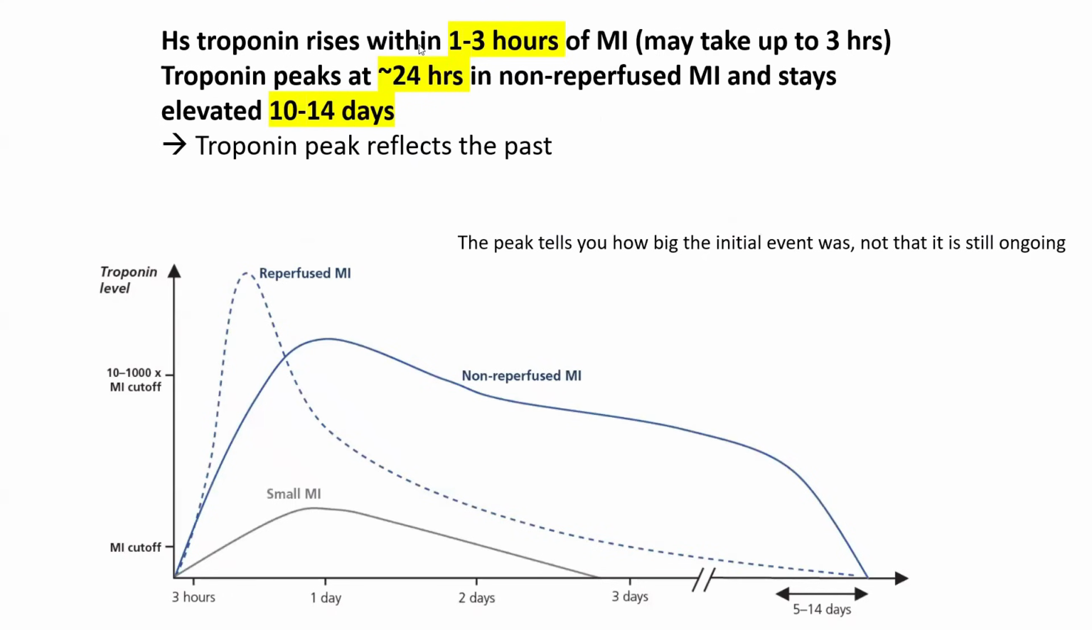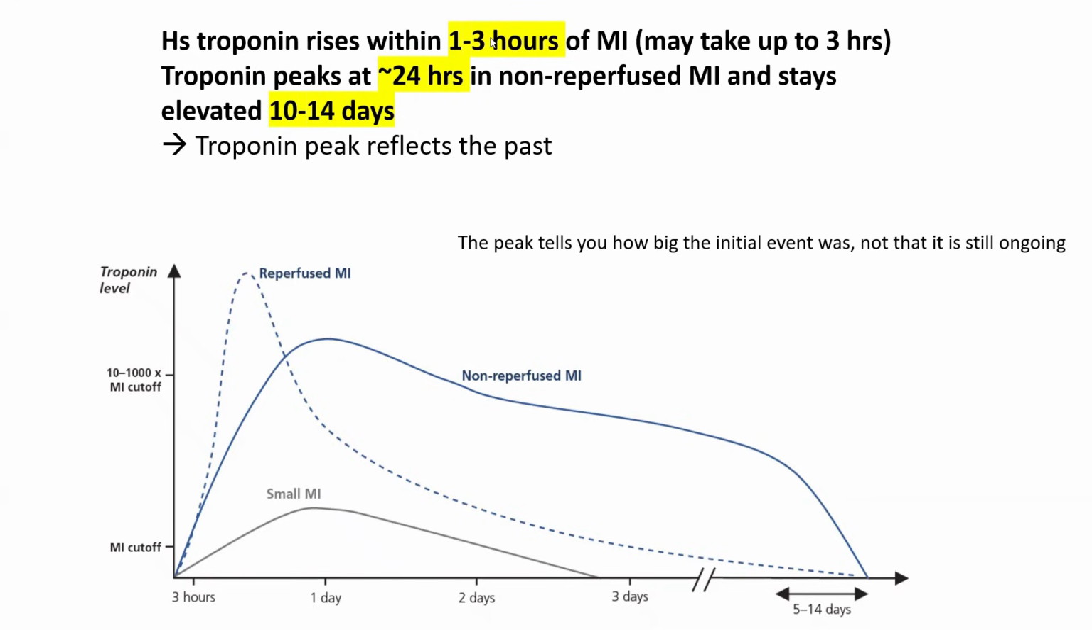So troponin rises within 1 to 3 hours of MI onset. It may take up to 3 hours, but frequently it rises at 1 hour. It peaks at 24 hours in non-reperfused MI and stays elevated for 10 to 14 days. It peaks a little sooner in patients who had acute recanalization, especially in STEMI. So it would peak around 14 to 16 hours in recanalized acute STEMI. Otherwise, it peaks around 24 plus hours.